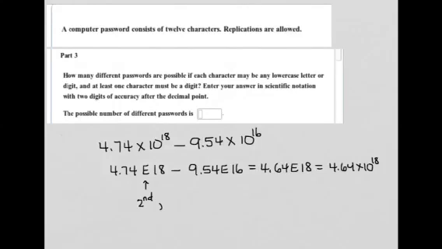But what you could also do is just go back to the original computation. You had 36 to the 12 minus 26 to the 12, and that will also give you 4.64 times 10 to the 18. So either way, you can compute it that way.